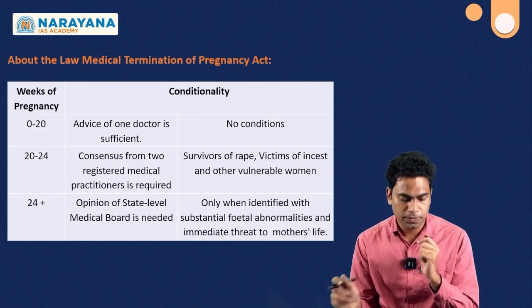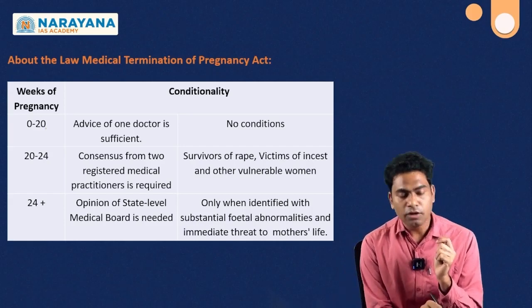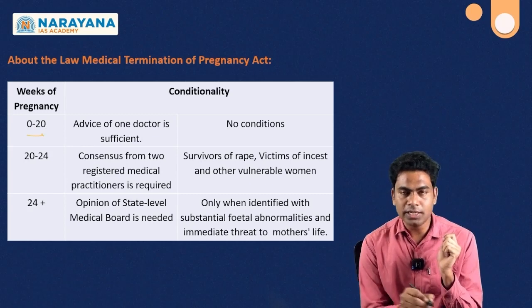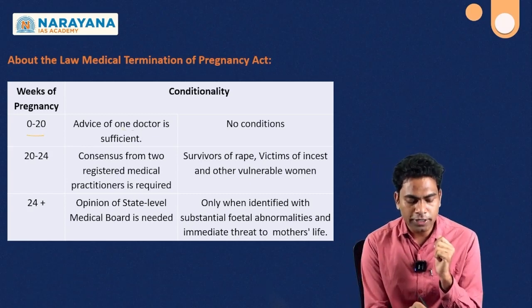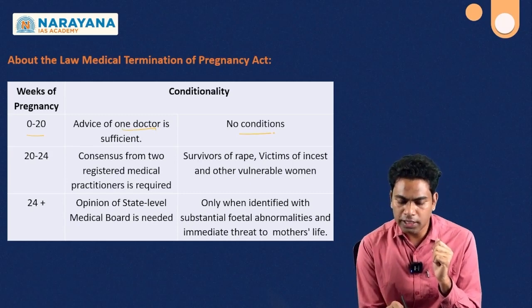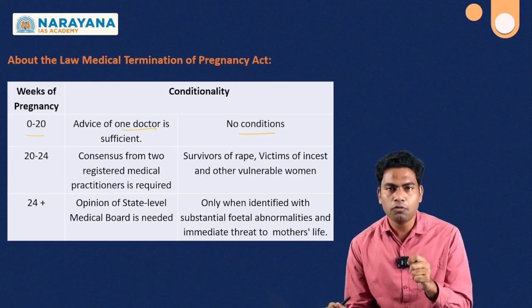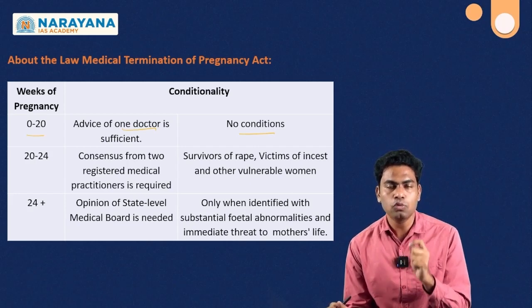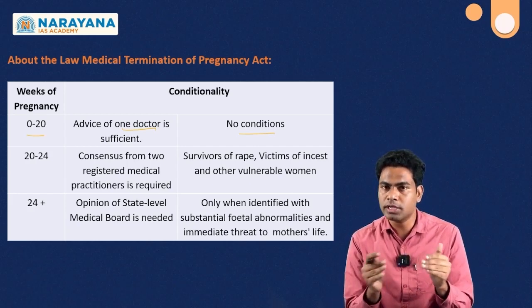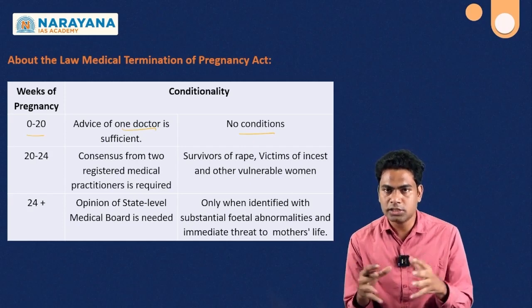What does it say? It says that within 0 to 20 weeks of pregnancy, we need to just take the advice of one doctor, and there are no conditions that are required to be met by the woman to exercise this right to reproductive choice. She could terminate her pregnancy. No conditions need to be met.